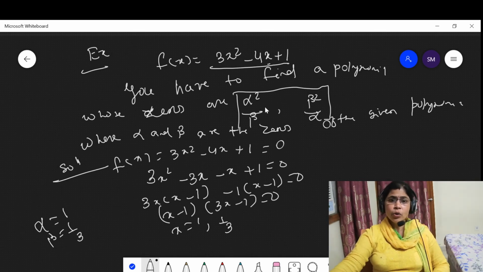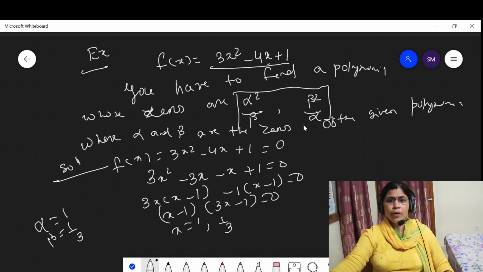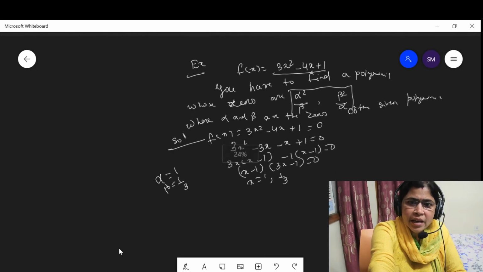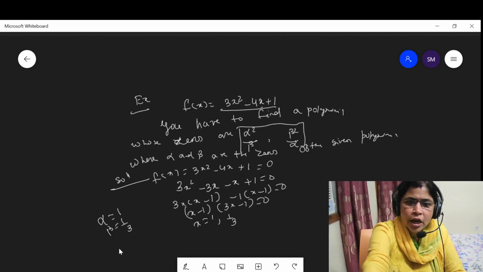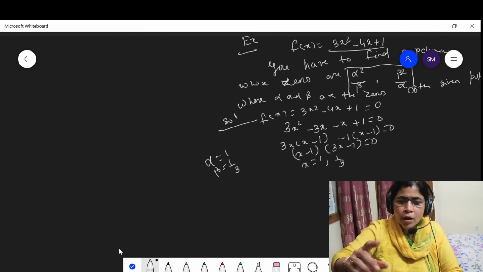Then here you have to find out the polynomial whose zeros are alpha square upon beta and beta square upon alpha. Now let us solve this. Here the question is given here. Now find the alpha. Here this is the zeros of this polynomial. Then now keep it here. Then let S be the sum of two zeros and P be the product of two zeros of this given polynomial.